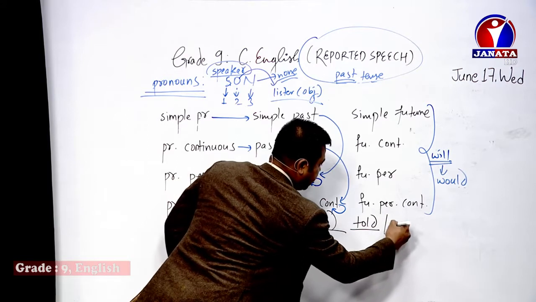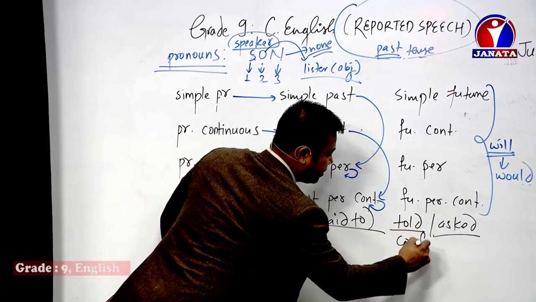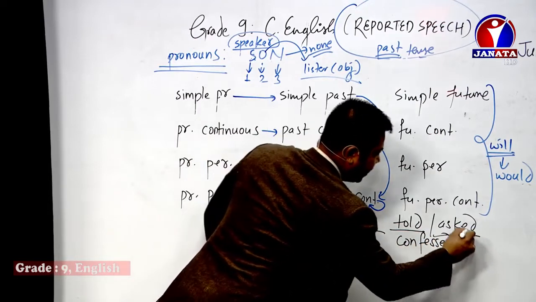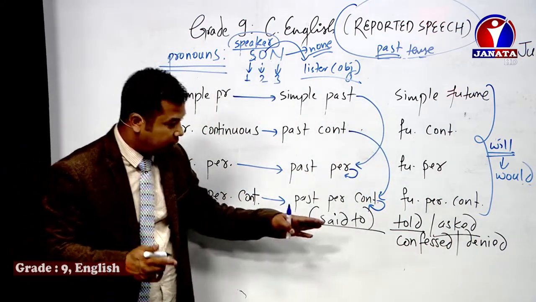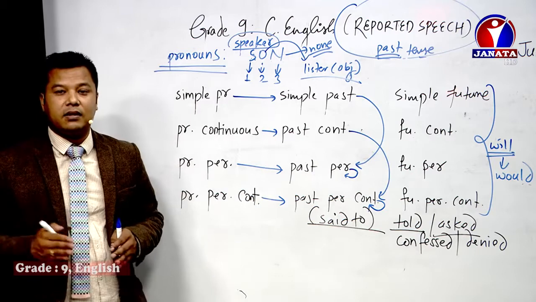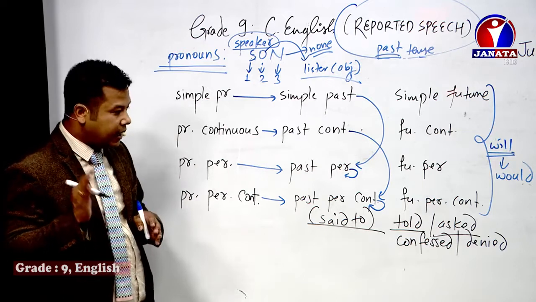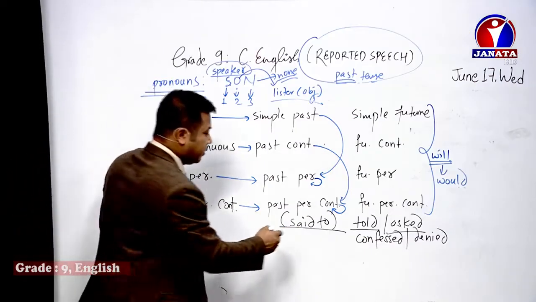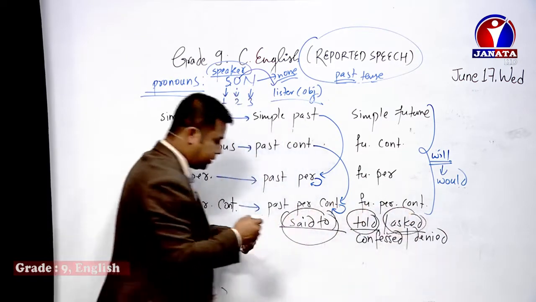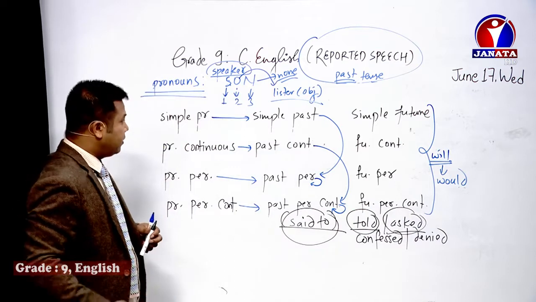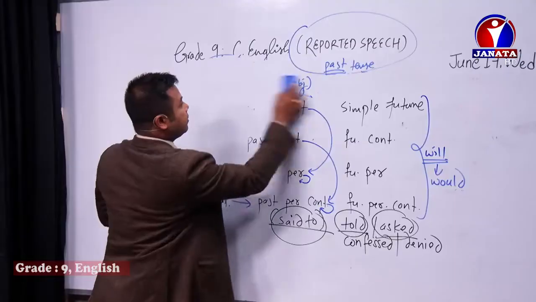Said to can become asked, said to can become confessed, said to can become denied. There are many reporting verbs like compelled, forced, enabled, allowed, permitted, questioned, interrogated, inquired. But we are not going to go after all. For grade 9 and for grade 10 too, understanding said to with its transformation told and asked is enough. But here, one thing that is interesting is, let me just put that part.